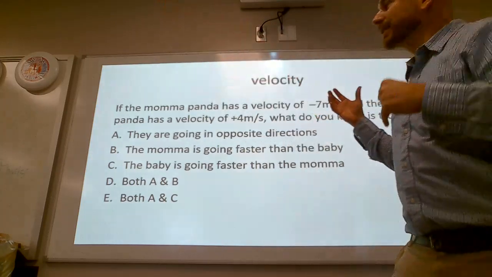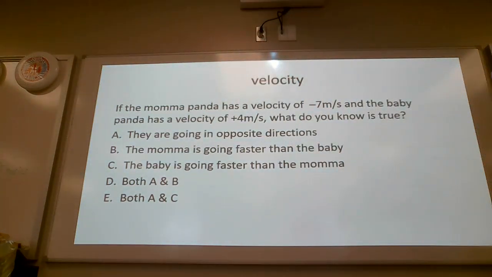Okay. The magnitude of velocity is the speed. The mom's going 7 meters every second versus the baby's only going 4 meters every second. And they're going in opposite directions. Good with that?